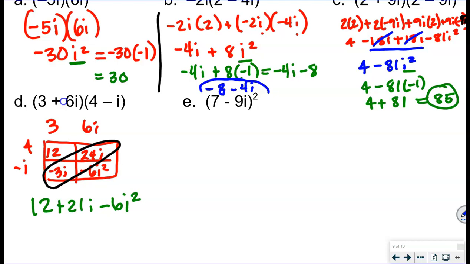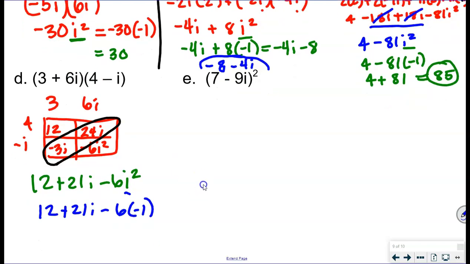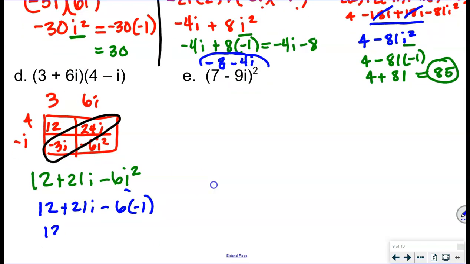So once again, what are we changing this i squared to, y'all? Yes, a negative 1. So we've got 12 plus 21i, and then minus 6 times a minus 1. Well, what is minus 6 times a minus 1? That's a plus 6, right? So we got 12 plus 21i plus 6. So do y'all see our like terms here? We got the 12 and the 6, so we're going to combine those. So this is going to be 18 plus 21i.